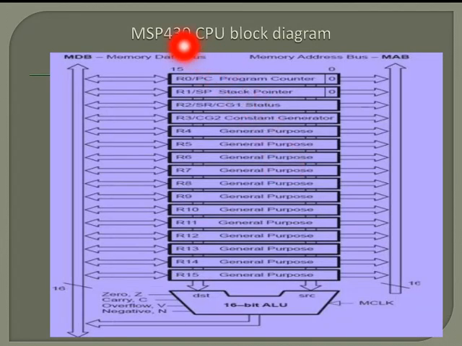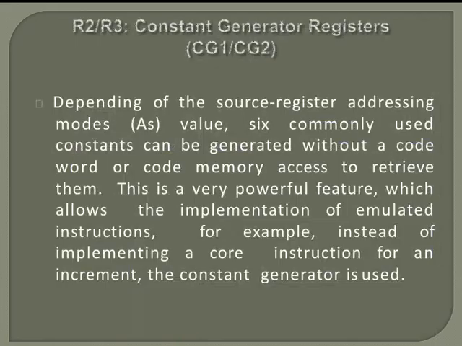Next is your MSP430 CPU block diagram. So you can see here there is M clock, that is your main clock, sub clock, and the zero, carry, overflow, negative flags, right? There is a memory address bus and memory data bus. We'll see one by one.